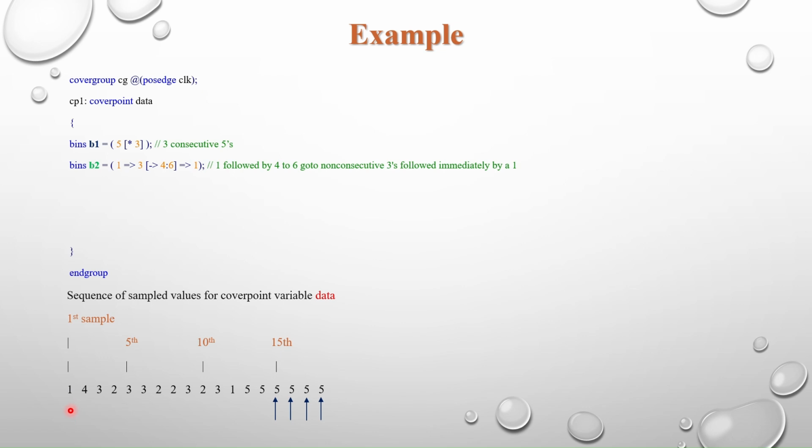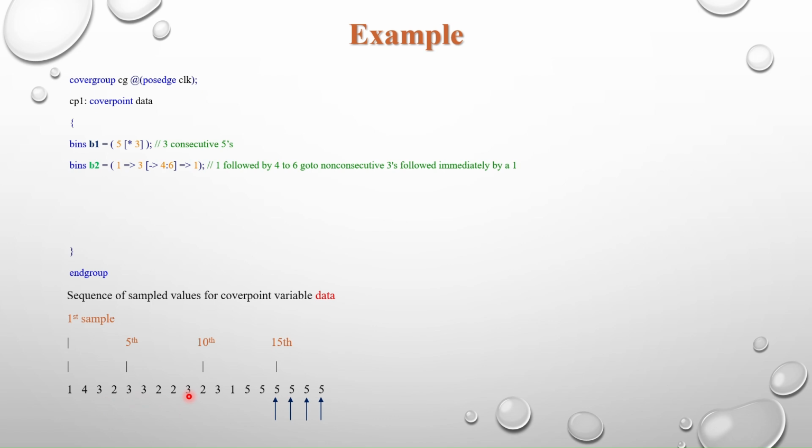So we will see. Here 1 is there. After 1, 3 can come at any time, and 3 has to repeat for 4, 5 or 6 times. So here 1 is there, and after that 3 is there. It has to repeat for 4 or 5 or 6. So 1, 2, 3, 4. Four times it is repeated.